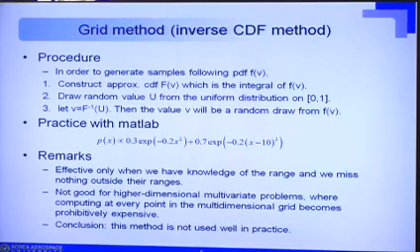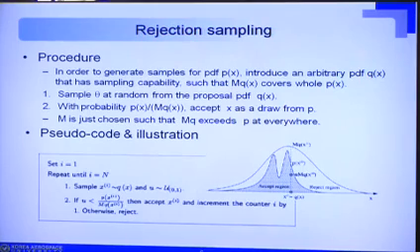I will skip the grid method. I already told you. I will begin with rejection sampling.